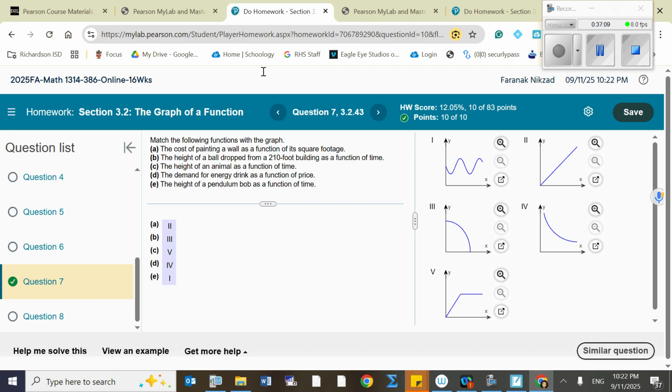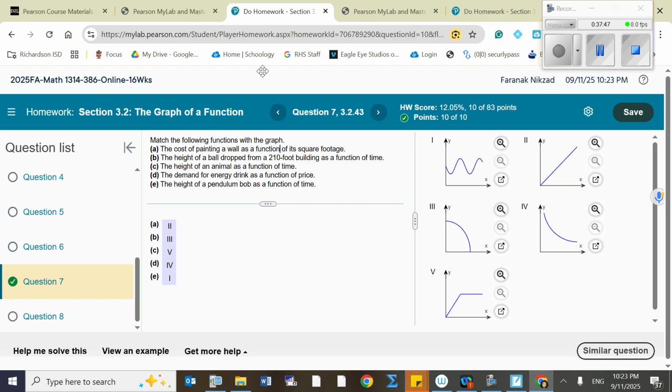Next, demand for energy drink as a function of price. So we know that if an energy drink is very expensive, fewer people are going to buy it. But if it's less expensive, is cheaper, more people are going to buy this drink. So I would match it with this one, where the price is on the x-axis and the y-axis represents the demand for the drink. So when the price is low, the demand is high. When the price is getting more and more, the demand is going to get less. So this is the graph of D.